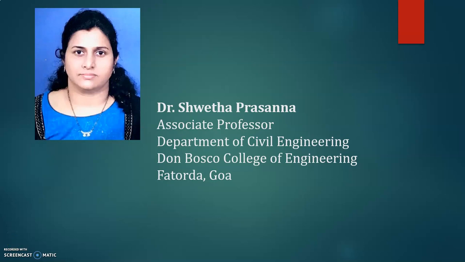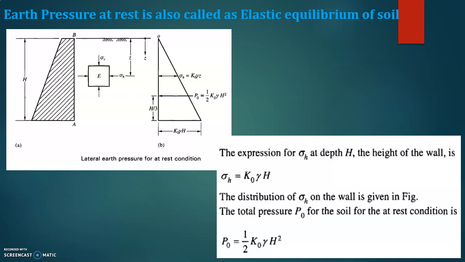Hello, my dear students. Last class I explained active earth pressure and passive earth pressure. Now all of you know that active earth pressure is associated with the expansion of the soil and is always minimum, while passive earth pressure is associated with contraction of the soil and is maximum.